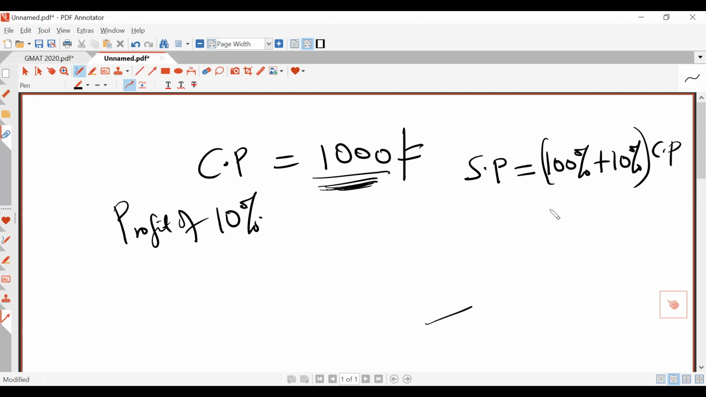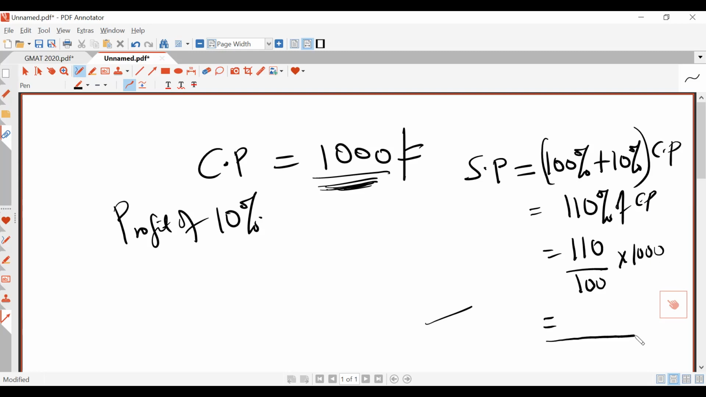Mr. William, I hope that we agree on this. So this is the same as 110% of the cost price. So this is the same as 110 out of 100 times 1,000. In this case, when we cancel out these, we shall remain with our answer as 1,100 shillings, implying that our profit is equal to 100 shillings.